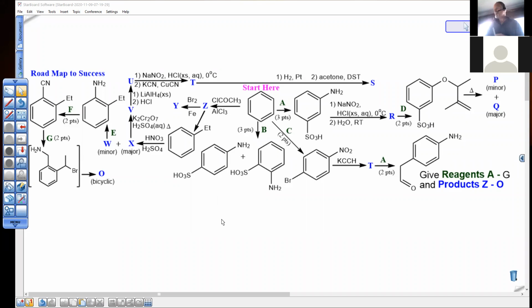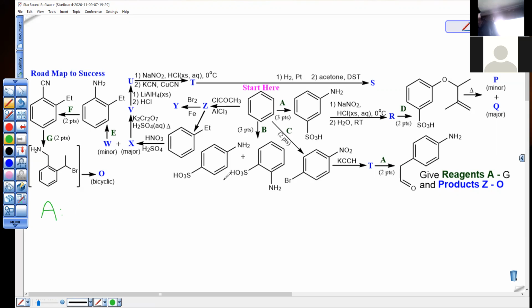Where do we even start? Oh, we're going to start with benzene. No surprise there. Let's go A, B, C, D. How do you get these two groups onto benzene? So on the test, you don't have to copy out the roadmap. Just give me A.